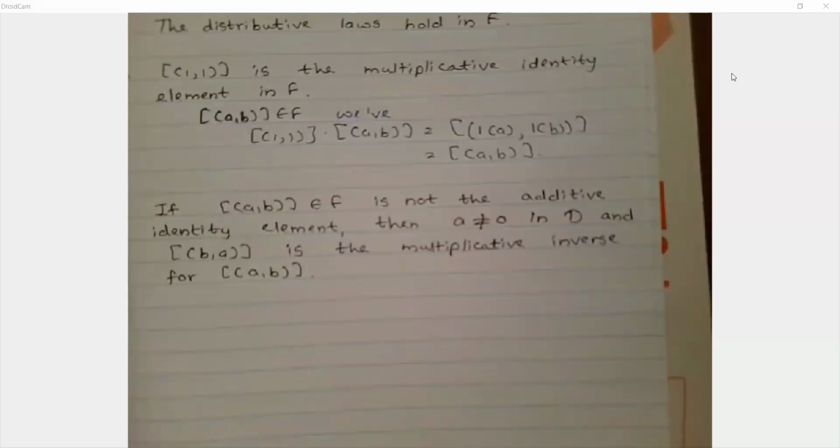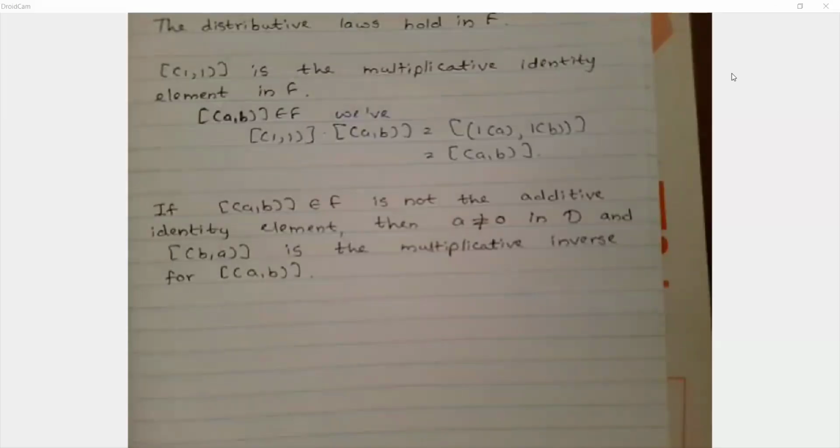What does this tell you? This tells you every non-zero element in F has a multiplicative inverse. Right? If it is a field, all the non-zero elements must have multiplicative inverses. That is exactly what's being said over here.